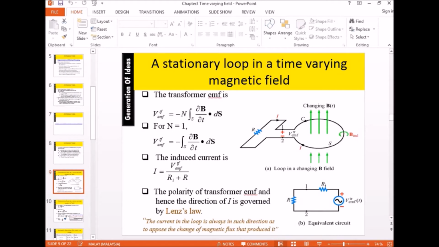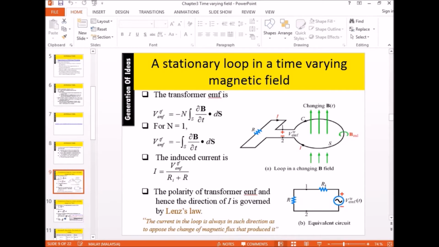What is the meaning of the parameters here? N is the number of turns. How many turns you have? If it is 1, then it will be like this, 1 turn only. What happens if you have more turns? This one will increase, right? You have more turns, more N, this one will increase.